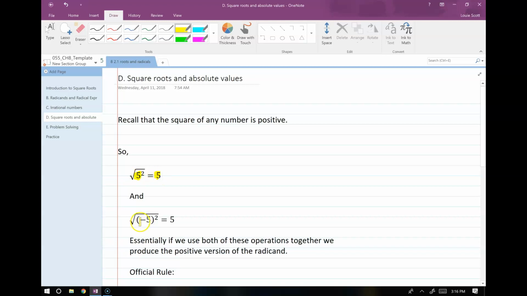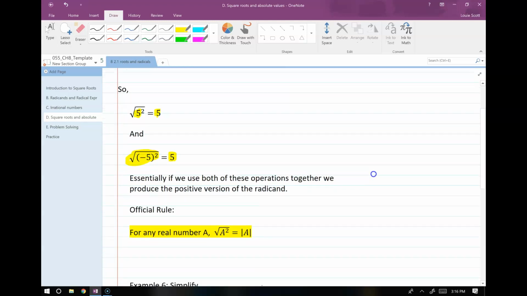This second case, we take the square root of -5 squared. However, a positive 5 still pops out the other side, because it gets squared in the middle, which erases that negative. So essentially the rule is, if we use both of these operations together, we pop out a positive version of the radicand. Remember, the radicand is what's underneath the radical.